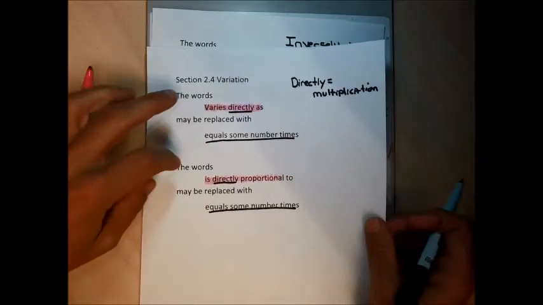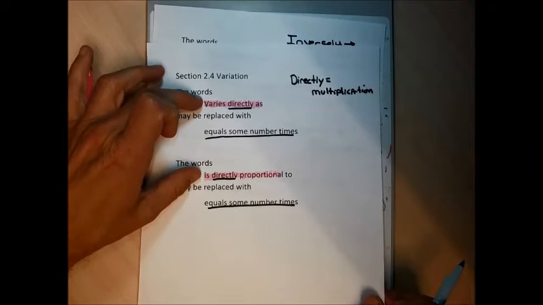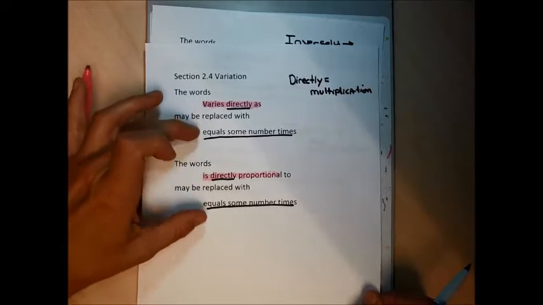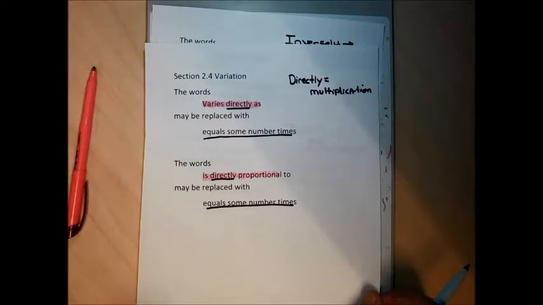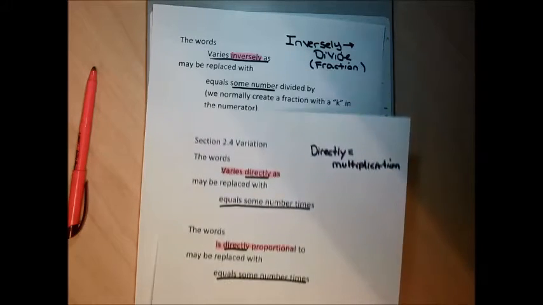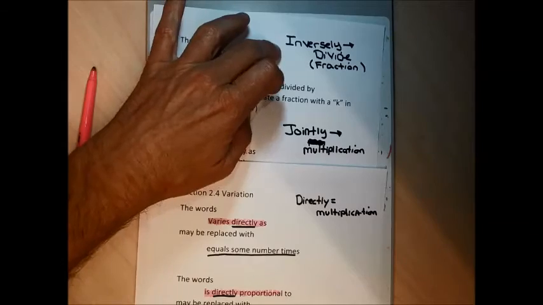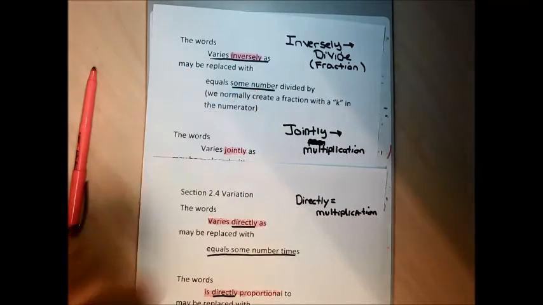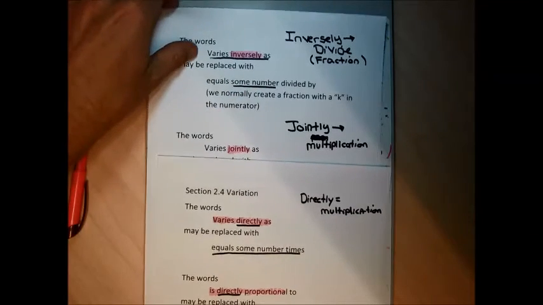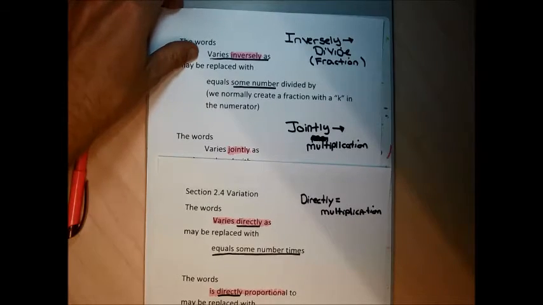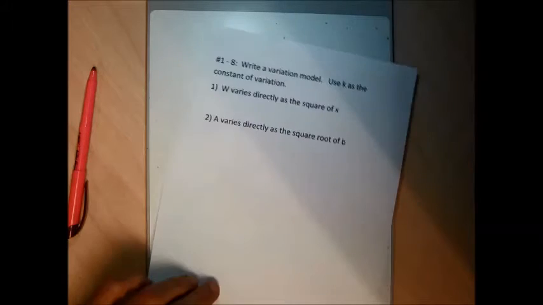And if you see the words "varies directly as" or "is directly proportional," if you change those words to "equals some number times," it'll make the section easier to follow. So again, the important thing to remember is that inversely is divide, we use a fraction, and jointly and directly is multiplication. So the first 8 problems in this section completely just want us to get used to these words.